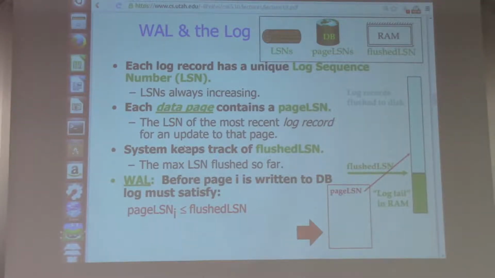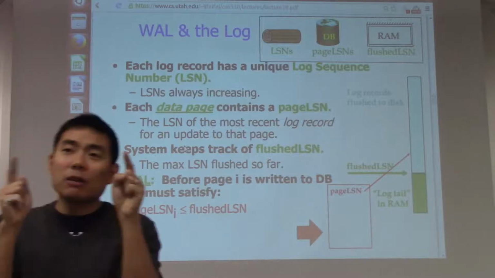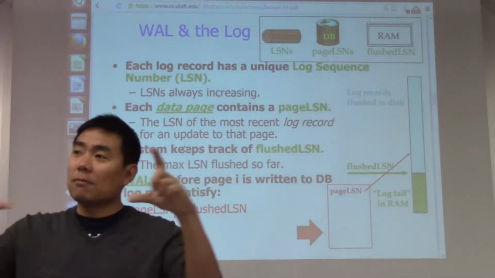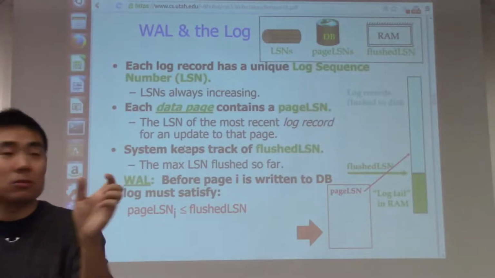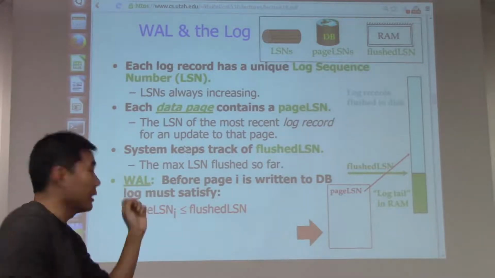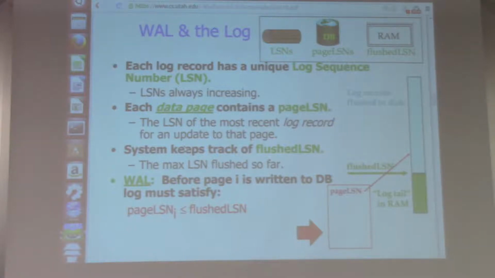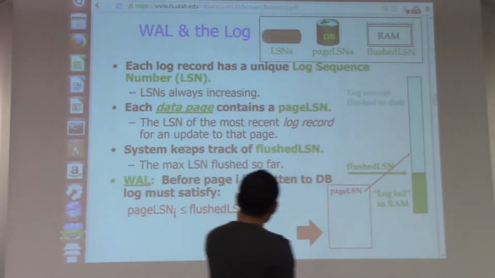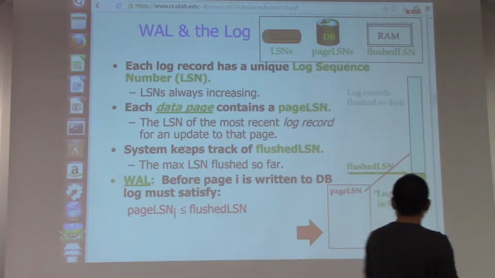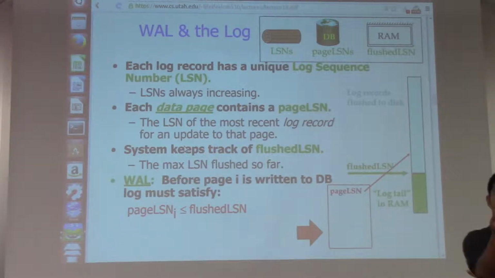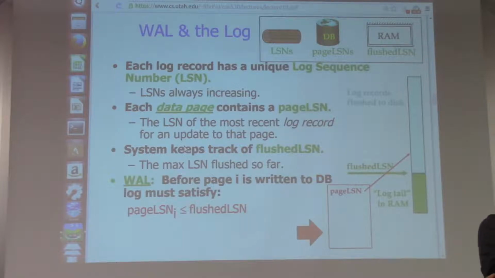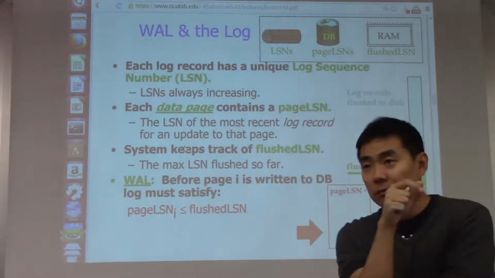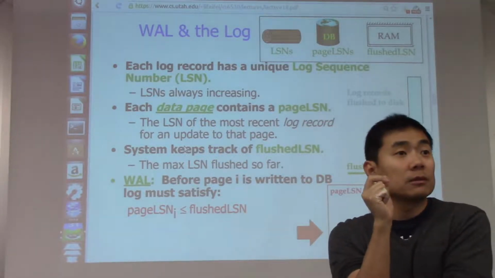So in your implementation of project 1, which is the heap file page, we add one more data variable to the page, which is what we call pageLSN. And pageLSN records the log sequence number of the most recent log record for an update to that page. So whichever log record made the latest change to that page will be kept as the pageLSN for that page. Do you follow me?